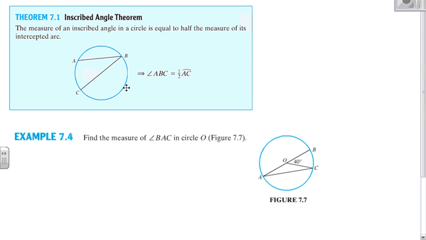So now let's talk about another angle inside of a circle, and that's the inscribed angle. That's where an inscribed angle has the vertex on the circle, and it cuts or subtends the arc. So the measure of the angle is 1/2 the measure of the arc that it subtends, or the arc that it forms with its endpoints.